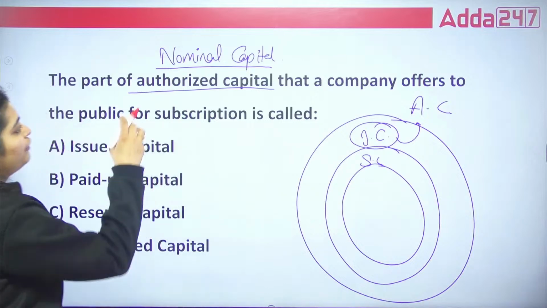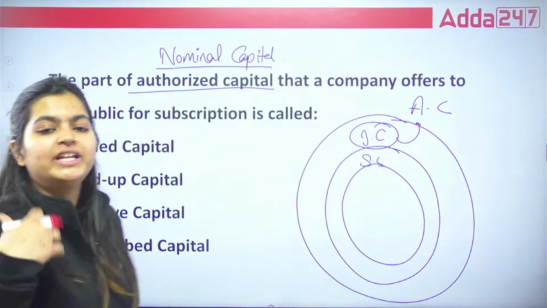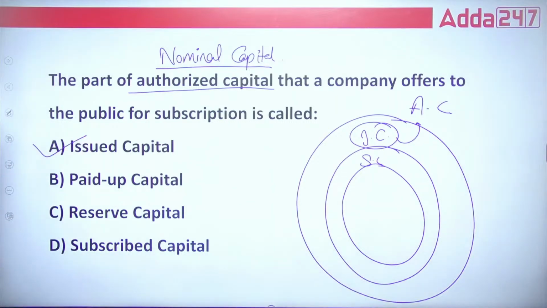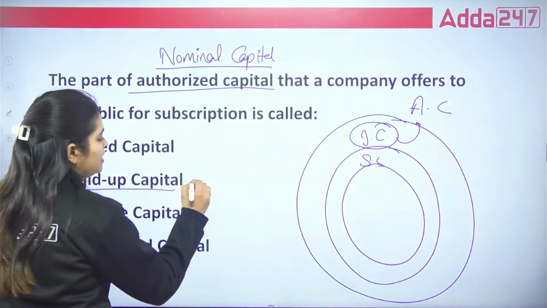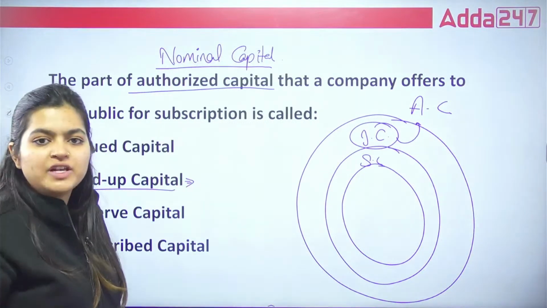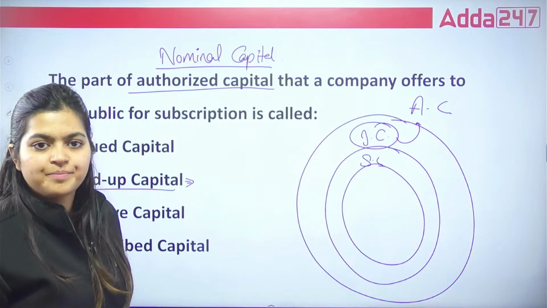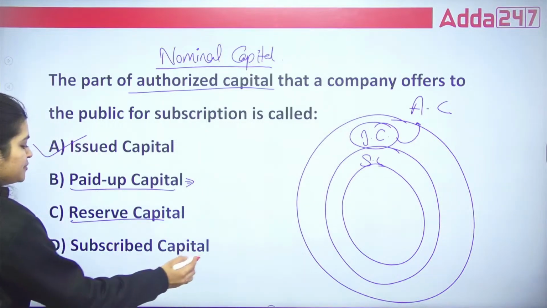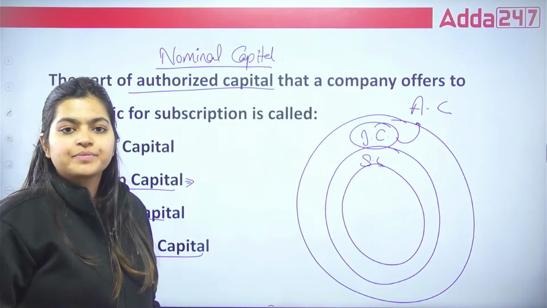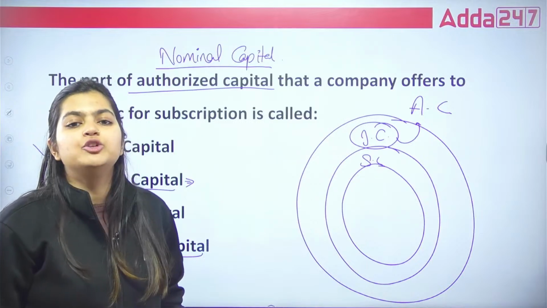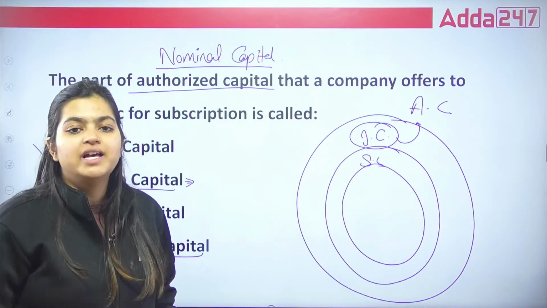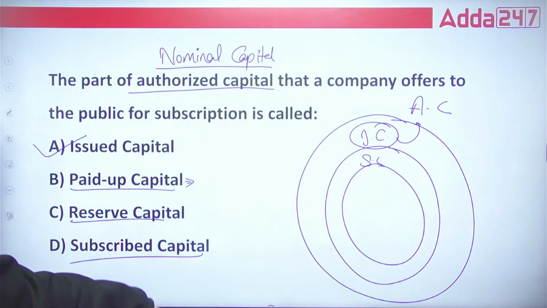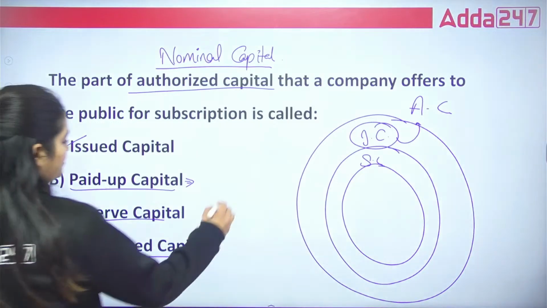So, part of your authorized capital as a company you are issuing to the public, that is your issued capital. Correct? Paid up capital, as an investor, when you are paying for remaining amounts, that is your paid up capital. Reserve capital, we have seen just now. Then subscribed capital, as an investor, how many shares they are going to purchase, for how many shares they are interested, so they are going to do the subscription. That is what subscribed capital is. So the correct answer is option A.